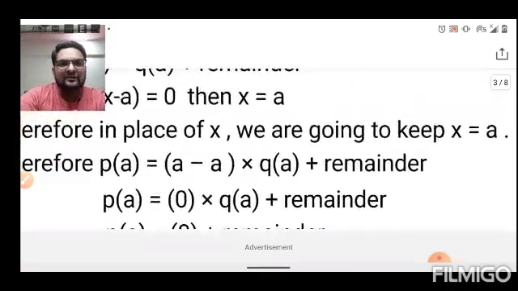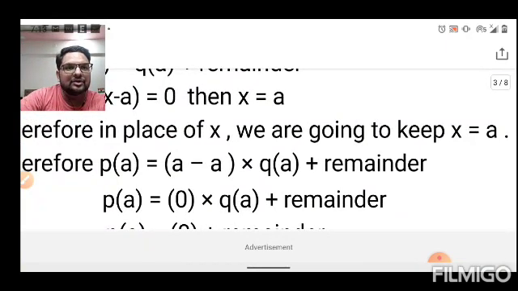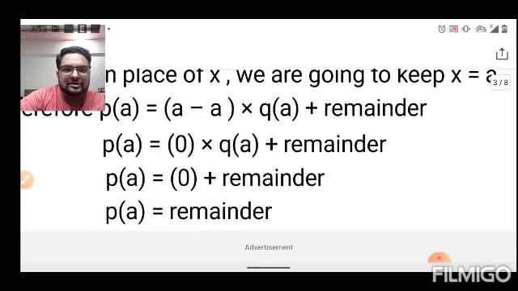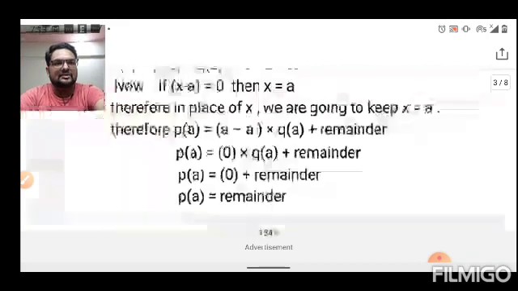Therefore, p of a will be equal to a minus a into q of a plus remainder. Here a minus a will cancel, so it becomes 0 into q of a plus remainder. So p of a equals 0 plus remainder. Therefore, p of a is equal to the remainder. I hope I have made you understand this. Let's go to the next slide.